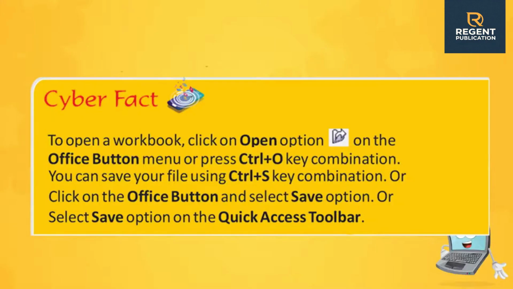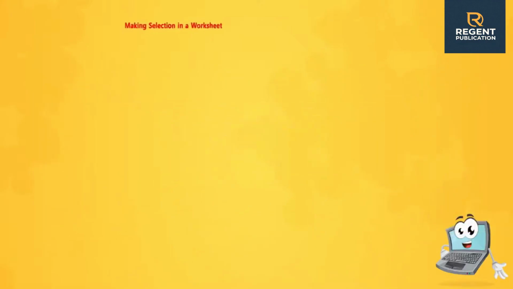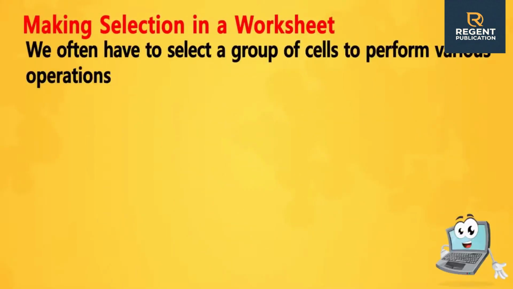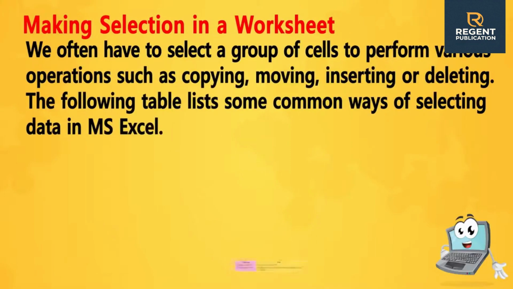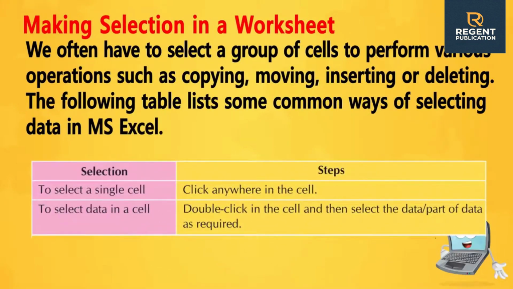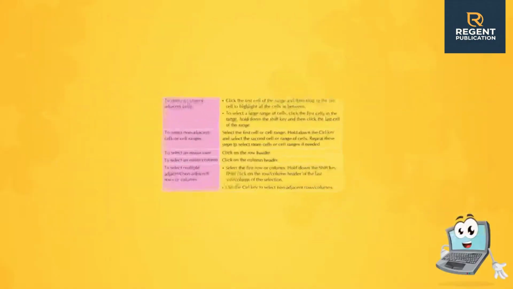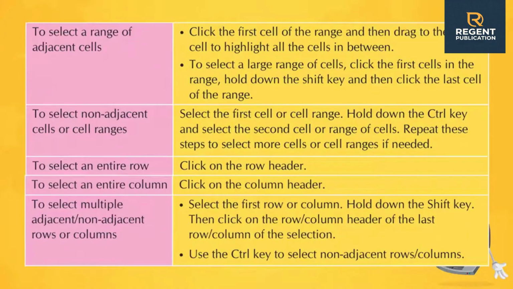Making selection on a worksheet. We often have to select a group of cells to perform various operations such as copying, moving, inserting, or deleting. The following table lists some common ways of selecting data in MS Excel. Selection steps. To select a single cell, click anywhere in the cell. To select data in a cell, double-click in the cell and then select the part of data as required. To select a range of adjacent cells, click the first cell of the range and then drag to the last cell to highlight all the cells in between.